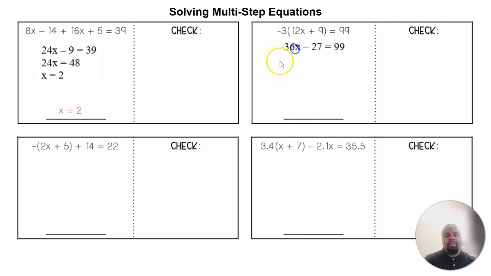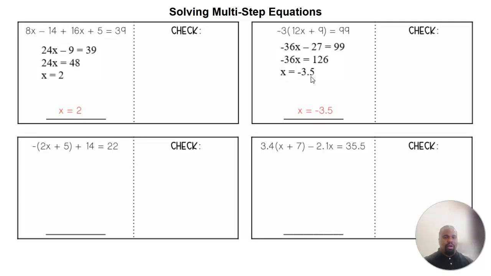All right, when we do that, we're going to get negative 36x minus 27 equals 99. Now we have a two-step equation. We want to add 27 on both sides. So 99 and 27 is 126. And then you want to divide both sides by 36 because that's your inverse operation. So 126 divided by negative 36 is going to give you negative 3.5.